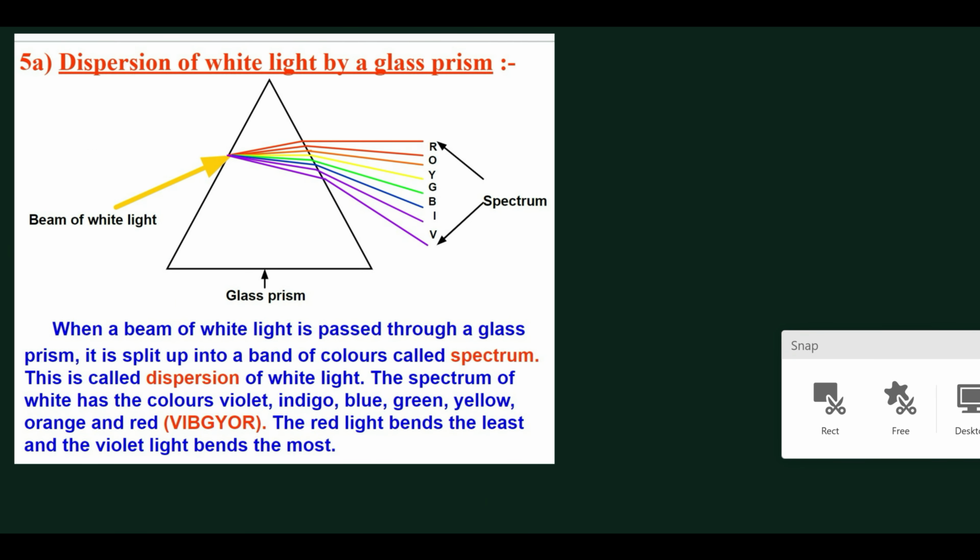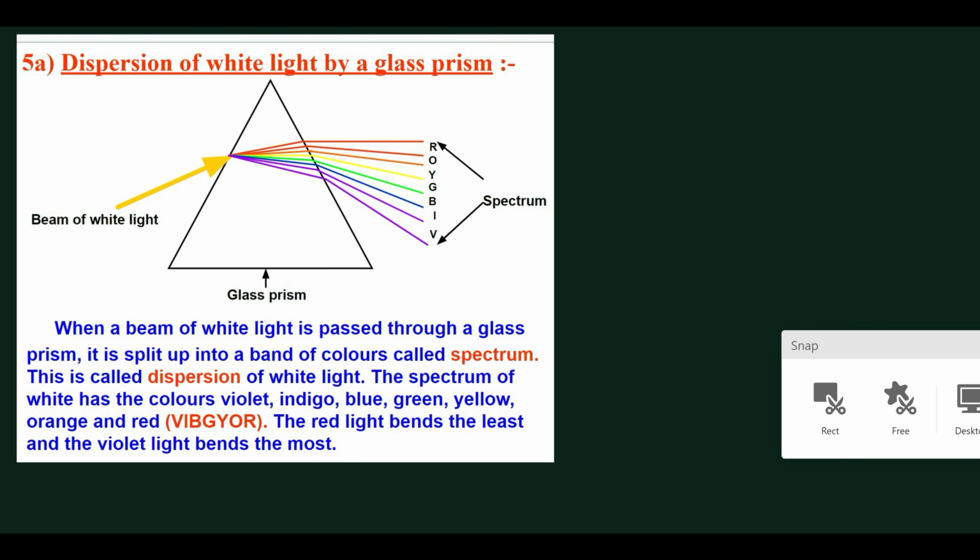Dispersion of white light by a glass prism. So when a beam of white light passes through this glass prism, so it splits into 7 colors. That is we call as VIBGYOR: violet, indigo, blue, green, yellow, orange, red. And the splitting of the white light into 7 colors is called as a spectrum. And the splitting of the light into 7 colors also we call as a dispersion. Okay, so and this band of these colors we called as spectrum.